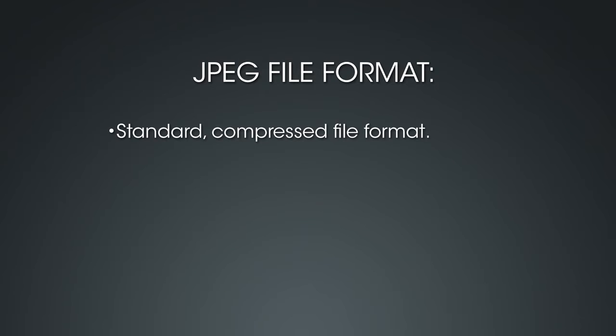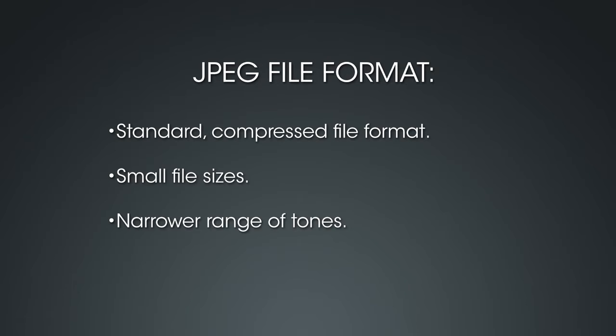The other image quality setting on the D5500 is JPEG. JPEG files are a standard compressed file format that is supported by any image software. Because JPEG files are compressed, the file sizes are very small compared to RAW files, but they also have a much narrower range of tones and will lose some image data each time they're edited and resaved.